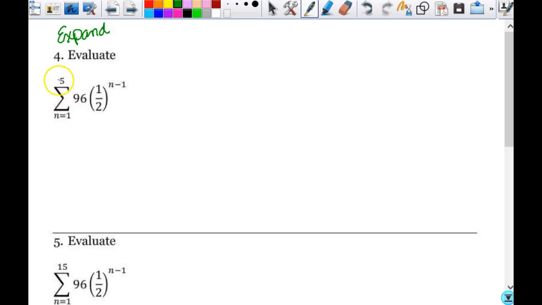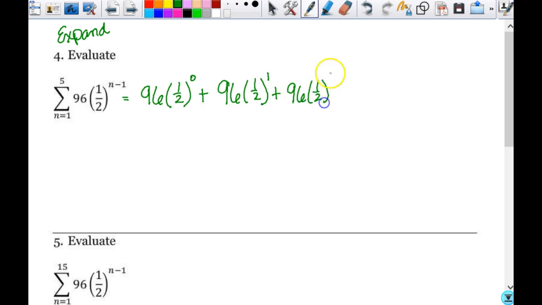All right, so n goes from 1 to 5. So I substitute in the 1. It's going to give me 96 times 1/2 to the 1 minus 1, which is the 0 power, plus 96 times 1/2 to the 2 minus 1, which is the 1st power. Okay, and then that pattern just continues.